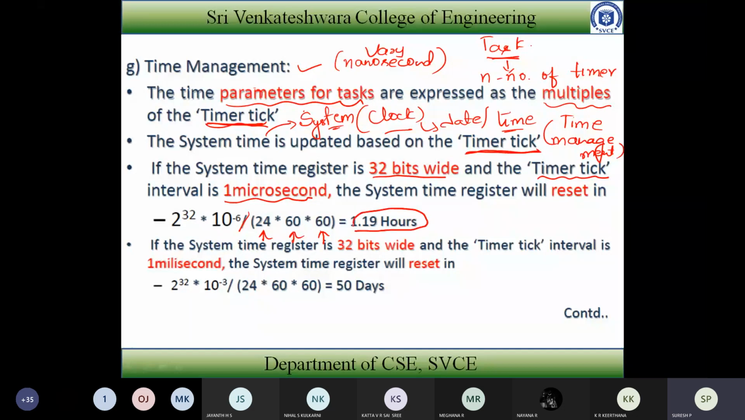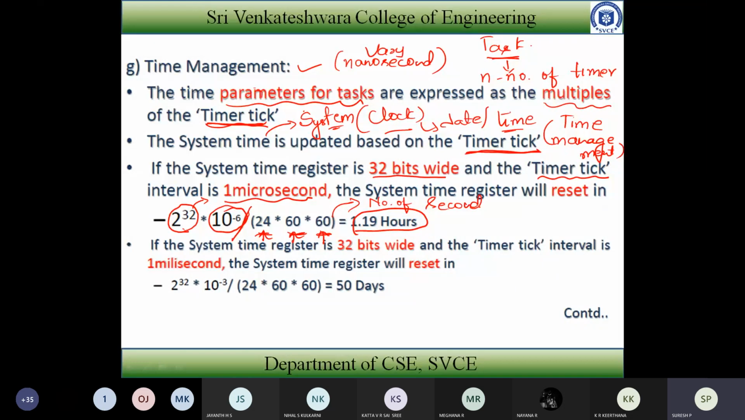Since this system time register is 32-bit, the maximum value it can hold for that size is 2 power 32. And what is the interval it is going to run at? It runs at 1 microsecond, so that is 10 raised to minus 6. Now, how much time do you have in each day? 24 hours, 60 minutes and 60 seconds, converted into seconds. This is the number of seconds in a day.